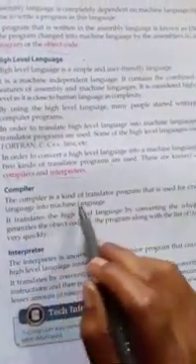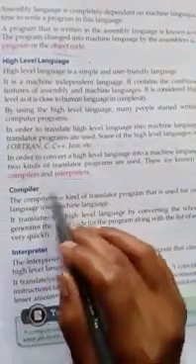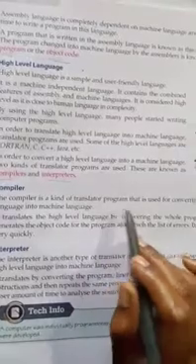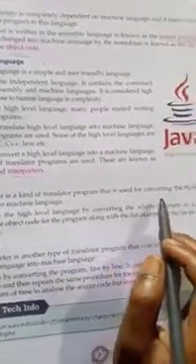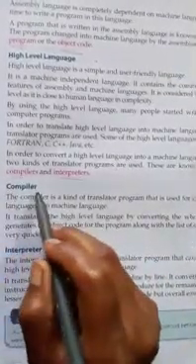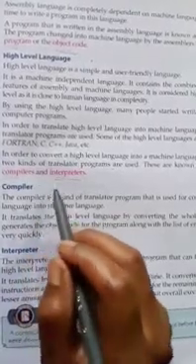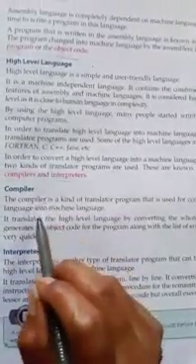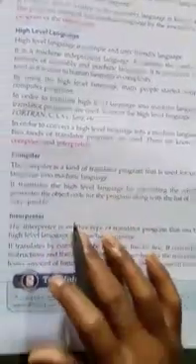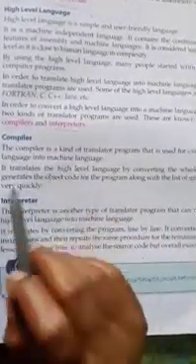Compiler. The compiler is a kind of translator program. Its work is to translate a program, converting the high level language into machine language, because the computer can understand only machine language.